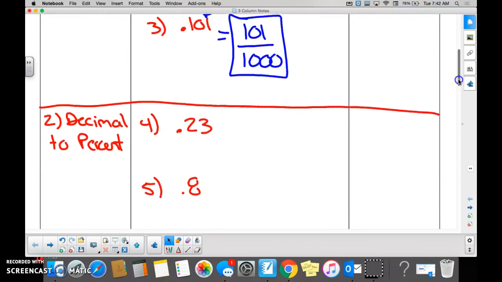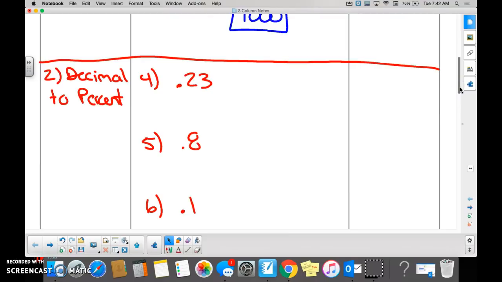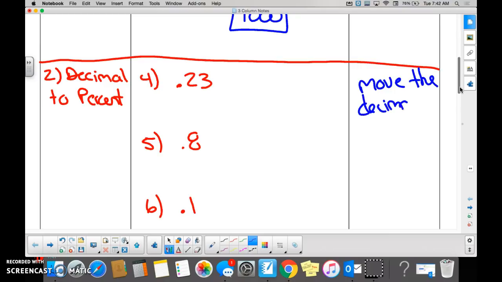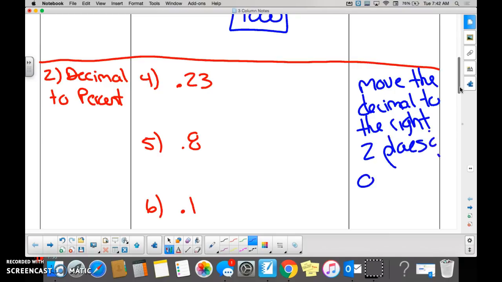Decimal to percent arguably could be even easier than going from a decimal to a fraction. In this situation, you only have to remember to move the decimal to the right 2 places and add a percent sign. So, number 4, 23 hundredths. We're writing it as a percent. We're moving the decimal point over 1, 2 places.